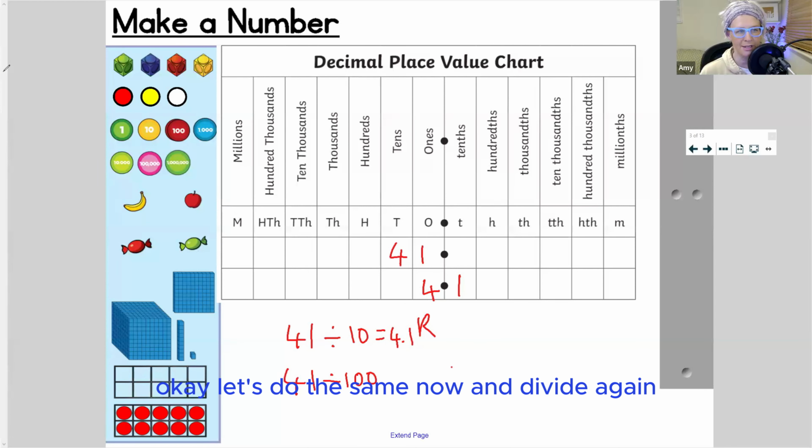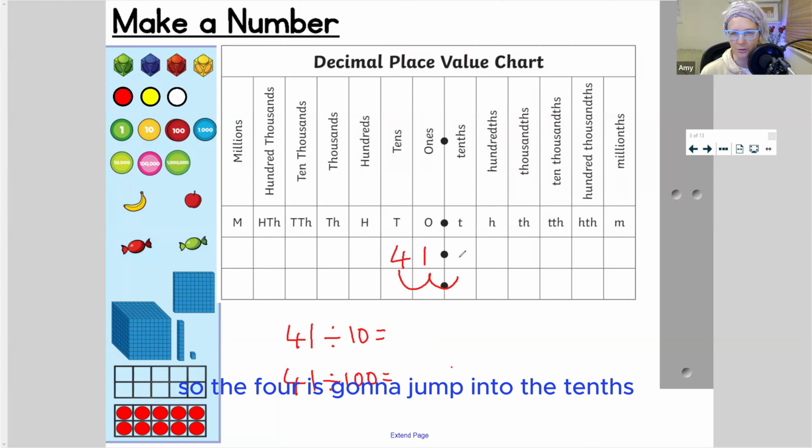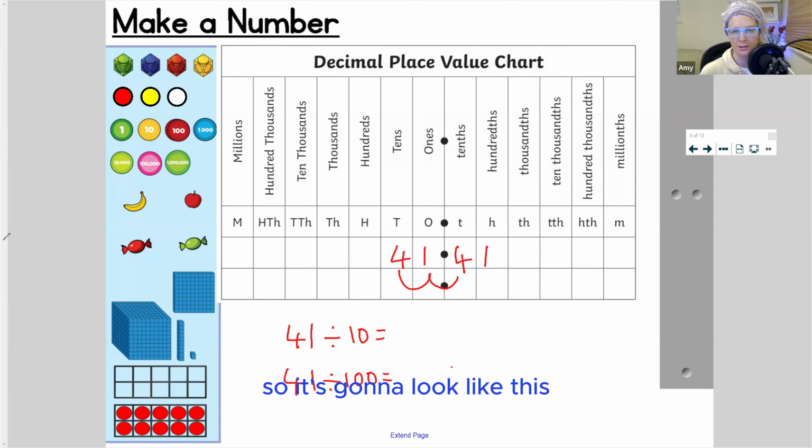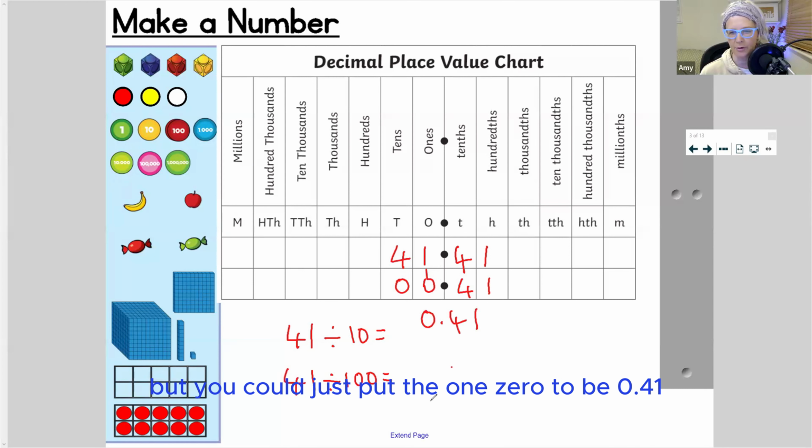Okay, let's do the same now and divide again, but we're going to divide by 100 this time. Let's stick with our 41 though, because that was cool. Right, put our 41 in there. And this time we're going to divide it by 100. So yes, you guessed it, we're going to go 2 places. So the 4 is going to jump into the tenths, and the 1 is going to jump into the hundredths here. So it's going to look like this. We pop our zeros on the front. So you can have your 2 zeros on there, but you could just put the 1 0. So it'd be 0.41.